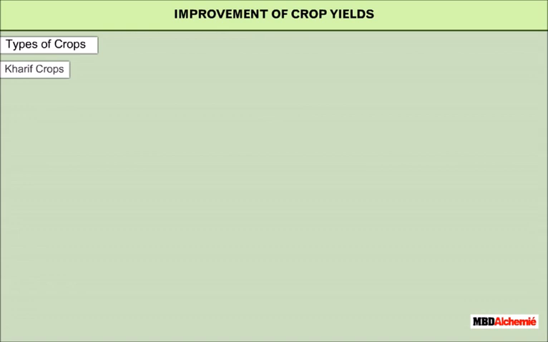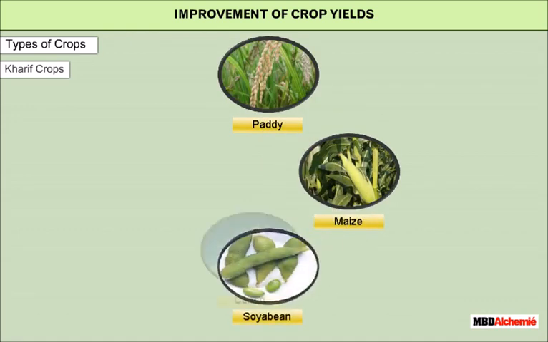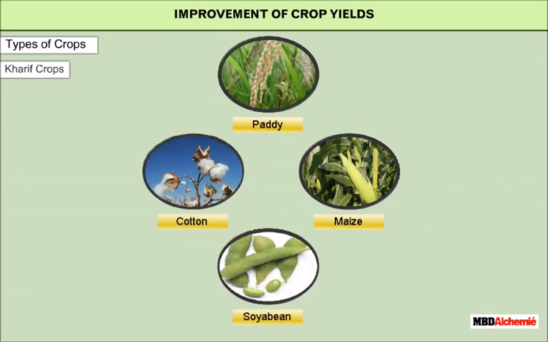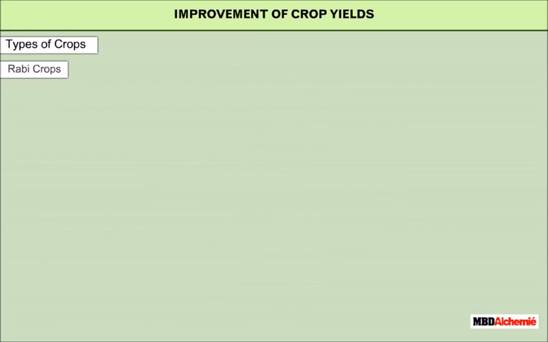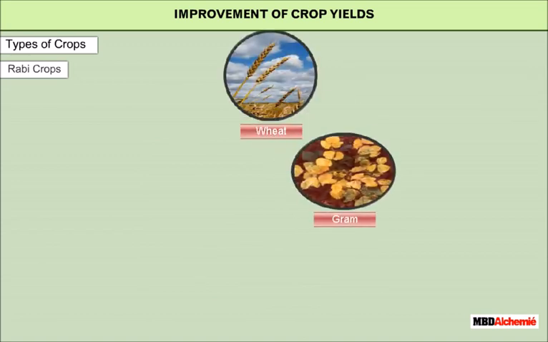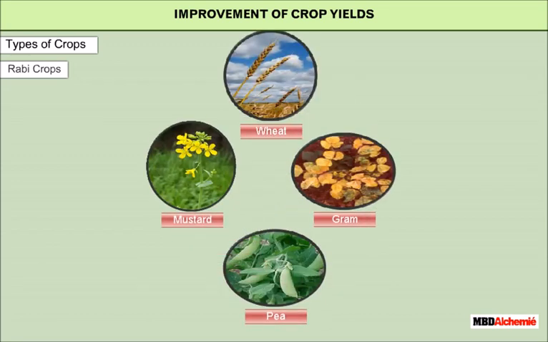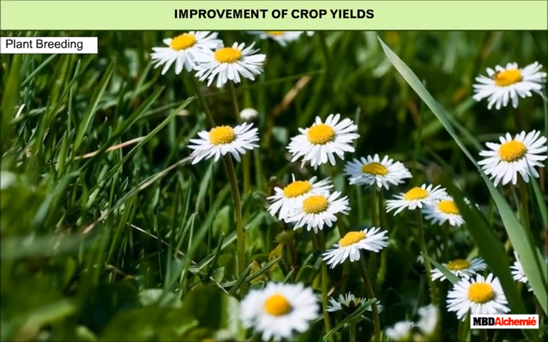Types of crops. Kharif crops. Crops like paddy, maize, soybean, cotton, etc., which are grown in rainy season, that is, from June to September, are called Kharif crops. Rabi crops. Crops like wheat, gram, pea and mustard, which are grown in winter season, generally from October to March, are called Rabi crops.